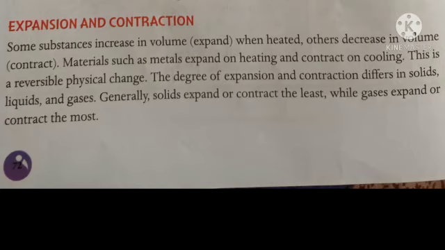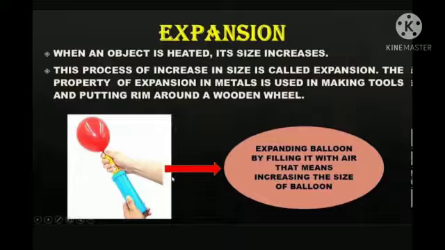Now students, the next topic of the chapter is expansion and contraction of materials. Some materials expand on heating and some contract on cooling. When an object is heated, its size increases. This property of increase in size is called expansion. The amount of expansion differs in solids, liquids and gases. Gases expand the most, whereas solids expand the least. Here, one by one, we are going to discuss expansion in solids, liquids and gases.